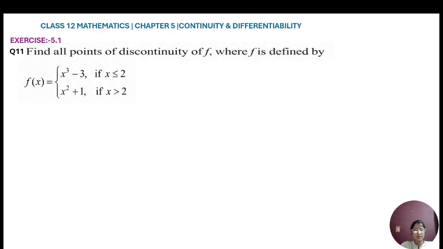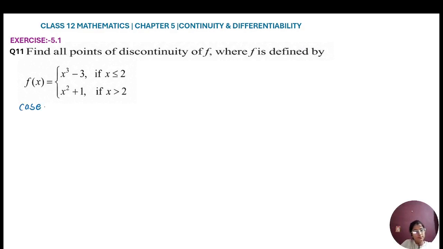In boards you can also have a question like this, where they ask to find all points of discontinuity, or in place of all points they can ask for the number of points of discontinuity. What you have to do is the same thing: find all the discontinuous points of that function. Okay, so let's begin.